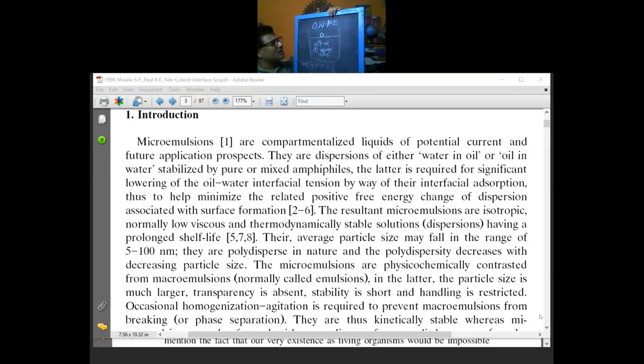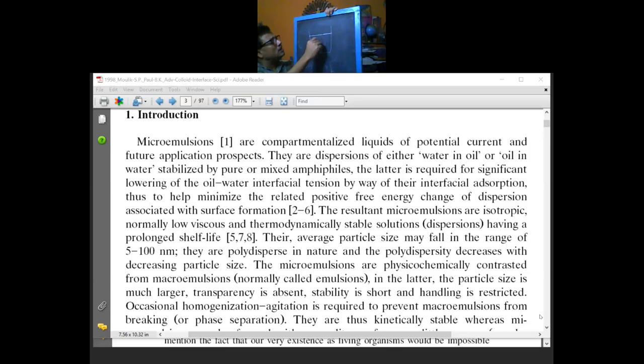On the other hand, if you just imagine the situation, you have a water droplet. Again, I am considering it for the sake of clarity. I have taken water and I have taken oil. So if the water droplet is here, the water droplet will stay at the bottom.